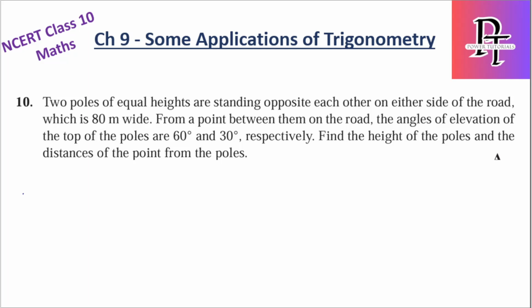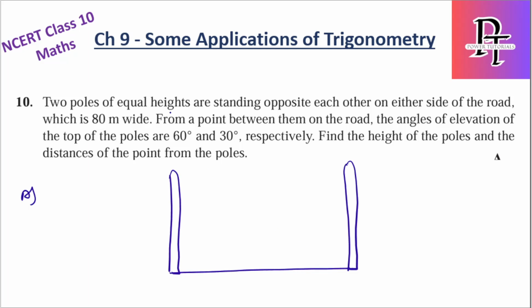So for this, let us understand with a normal diagram. They're saying two poles. So we have two poles here. Suppose this is pole 1 and this is pole 2, and these are on the road. They're saying equal heights. So if this pole's height is h, then the other pole's height is also h. So we have two poles, say P1 and P2. The angle of elevation to the top of the pole, from a point between them on the road.